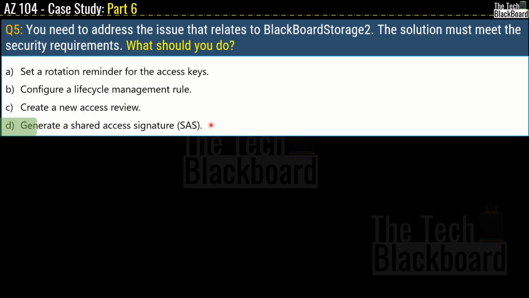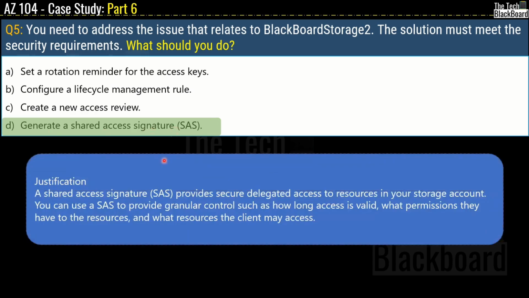And the correct answer for question number 5 is option D, generate a shared access signature. And why is this so? Because a shared access signature provides secure delegated access to the resources in your storage account. You can use SAS to provide granular controls such as how long access is valid, what permissions they have on the resource, and what resource the client may access.